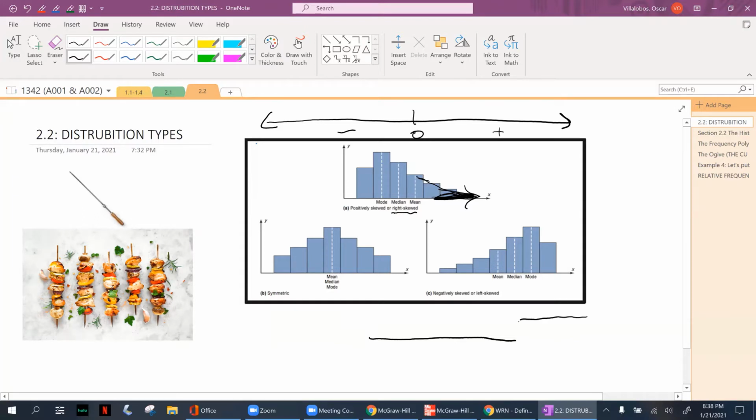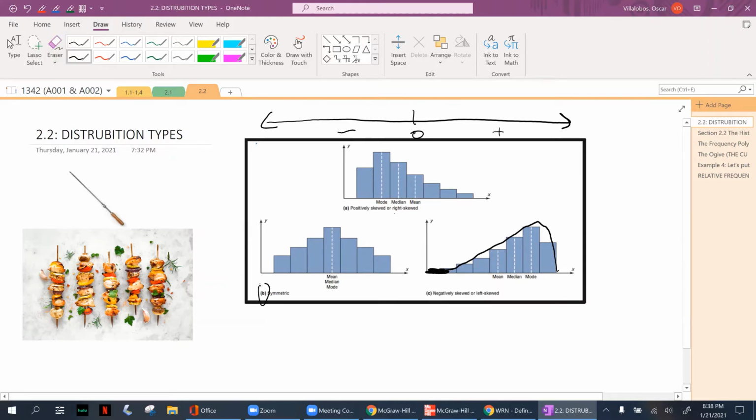Here, let's go to C, this one down here. If you notice, it gets high from here, but it tapers out that way. It's sharp on the left, so that is going to be left skewed, or in other words, negatively skewed, because this skewer is pointing in the left direction.